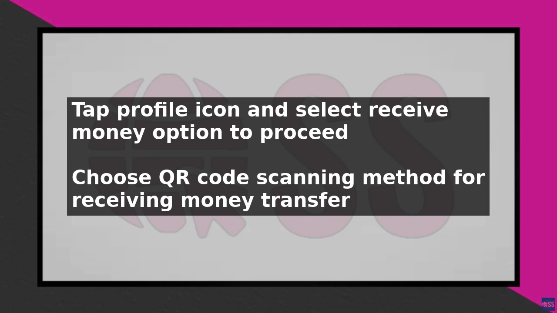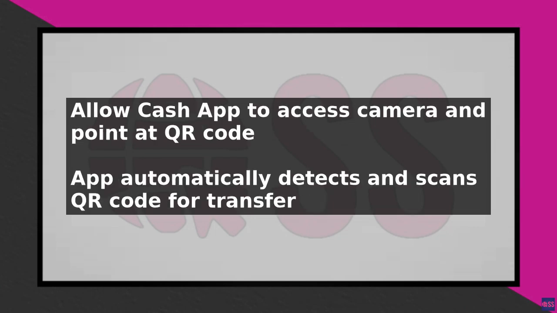Point your camera at the QR code you want to scan, making sure it is centered and in focus. The app will automatically detect and scan the QR code. Once the QR code is scanned, the app will display the user's name and the amount they want to send. Verify that the information is correct. Then tap Confirm to complete the transaction.